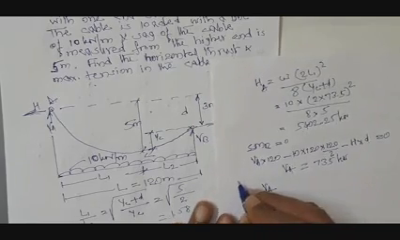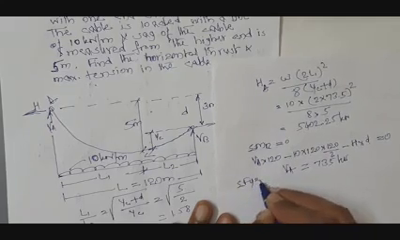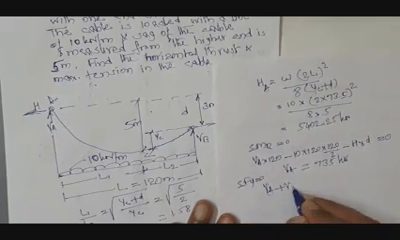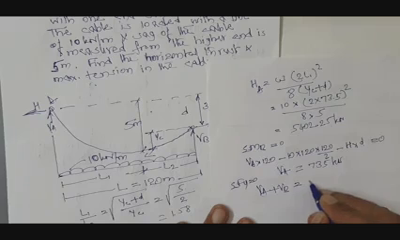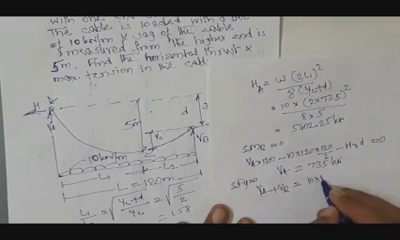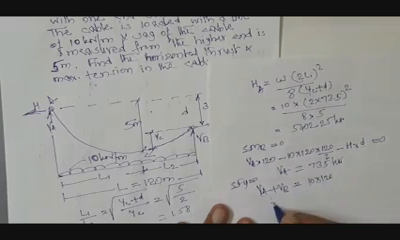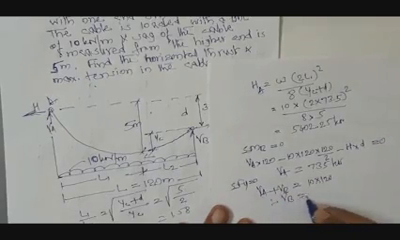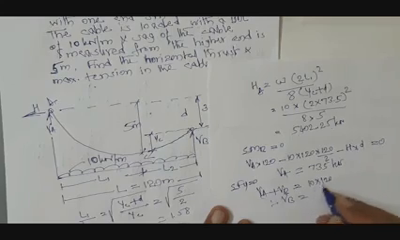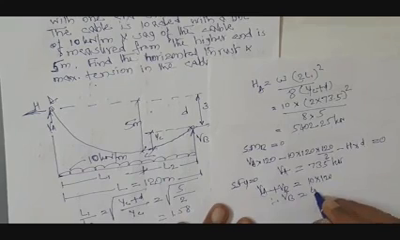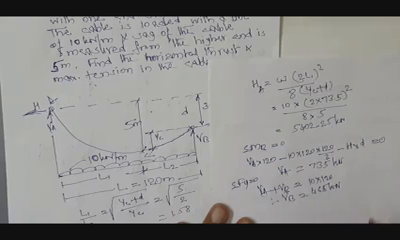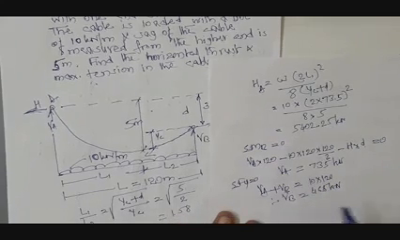Once you get VA, you can calculate VB by using the relation sigma Fy equals to 0. You can write VA plus VB equals total load. What is the total load? That is 10 into 120. Therefore, VB equals 1200 minus 735. So you will get here 465 kilonewton. So now we got all the reactions, that is VA, VB and H.